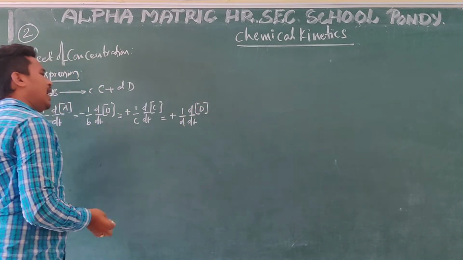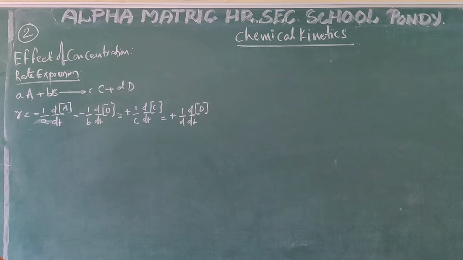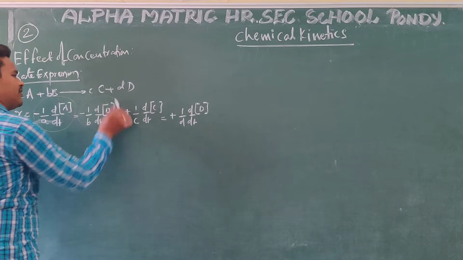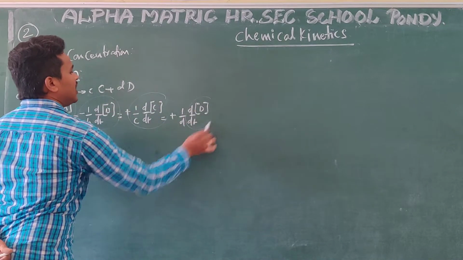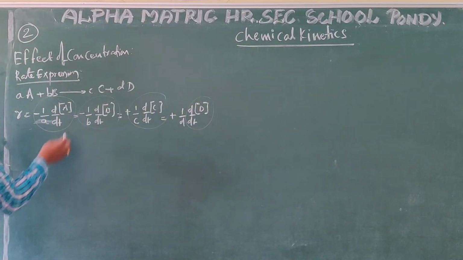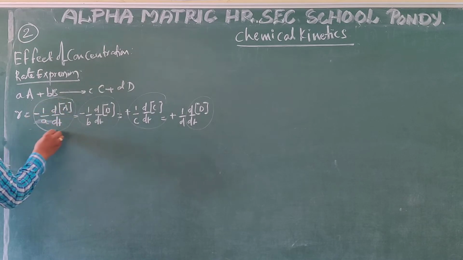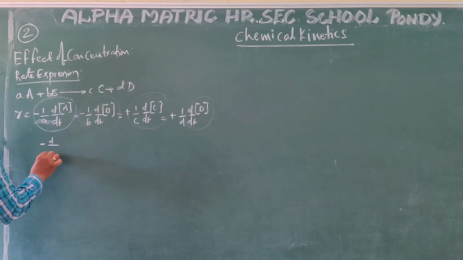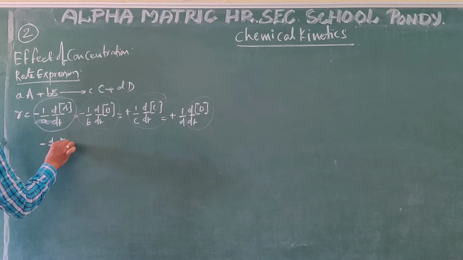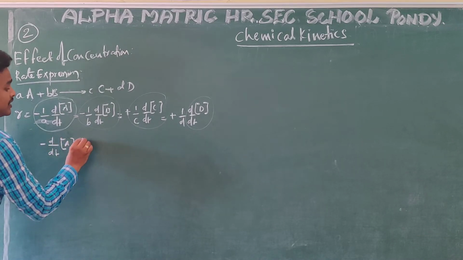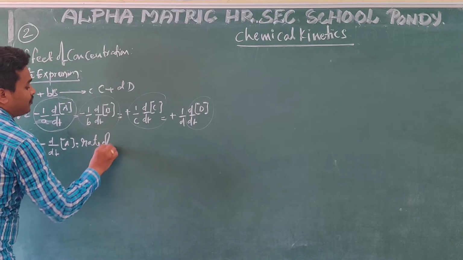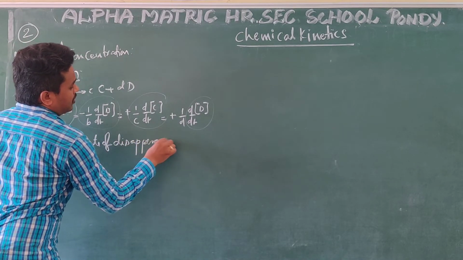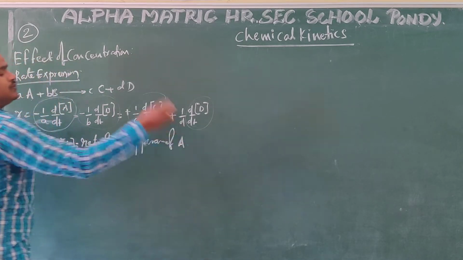Here, what we are going to say is, this is called the rate of reaction. This is also the rate of reaction, this is also the rate of reaction, this is also the rate of reaction. Fully, this is called the rate of reaction. And minus d by dt of the concentration of A is called the rate of disappearance of A, the rate of consuming of A.